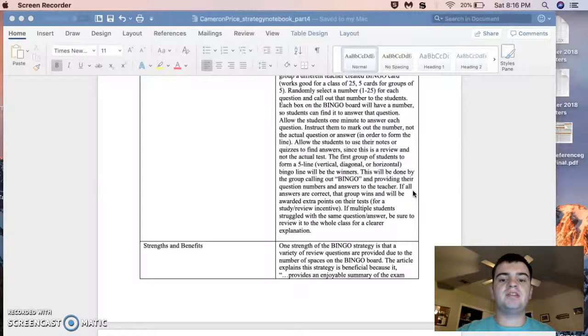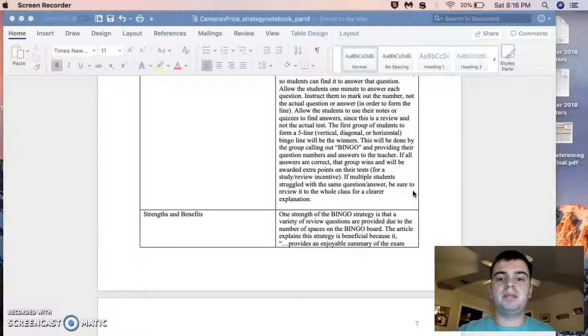Randomly select a number and then go to your answer key and call out either the question or answer you have, and then the students will have 1 minute to correspond on their bingo board and answer that question. They get 1 minute to answer. They can use their notes or quizzes so they can go over the material again and look over their notes. That's also a good study strategy within this own study strategy. And they can do that because it's a review, not the actual test, so I don't have a problem with them using their notes.